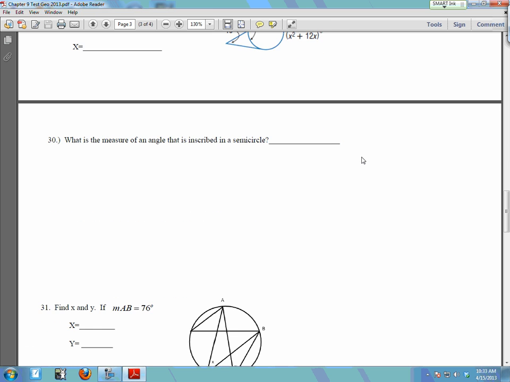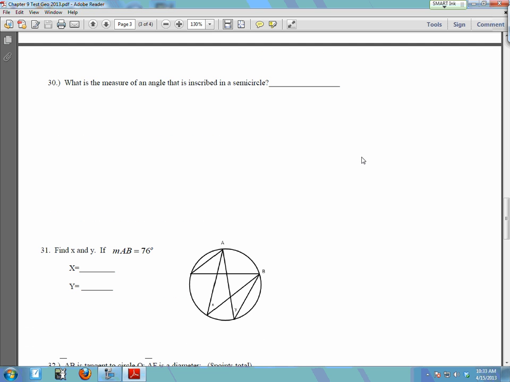What is the measure of an angle that is inscribed in a semicircle? That's a theorem we had, and that's always a 90-degree angle.